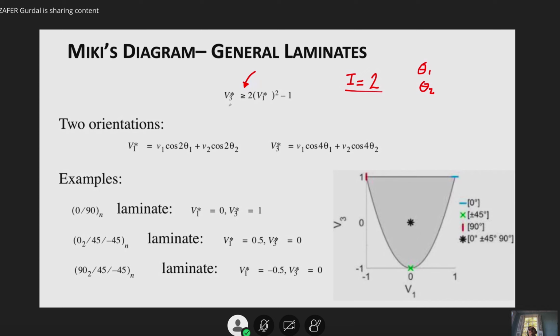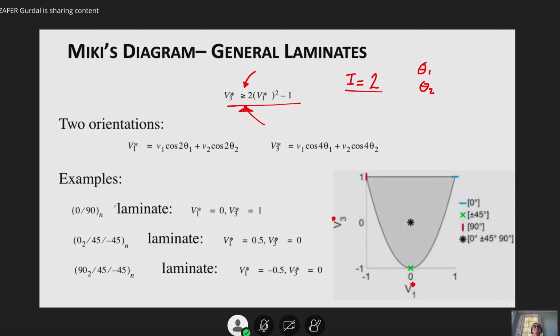An inequality will immediately mean that besides the boundary here, any other point within this shaded region will satisfy this inequality, meaning that all the points inside are options for us. We can have the in-plane stiffness matrix completely defined by V1 star and V3 star instead. These are star quantities, V1 star and V3 star.